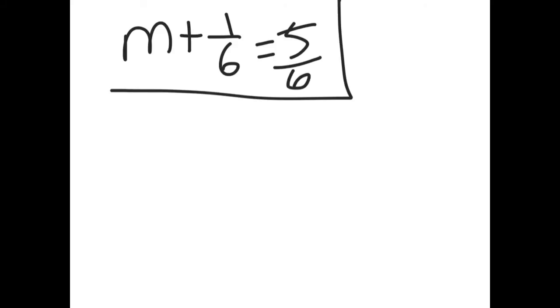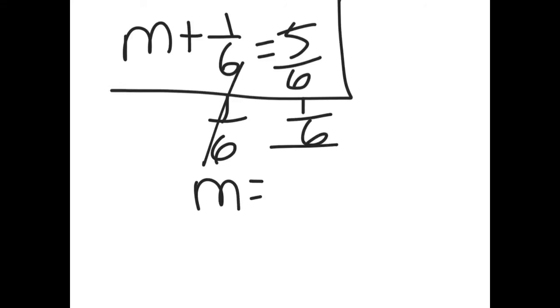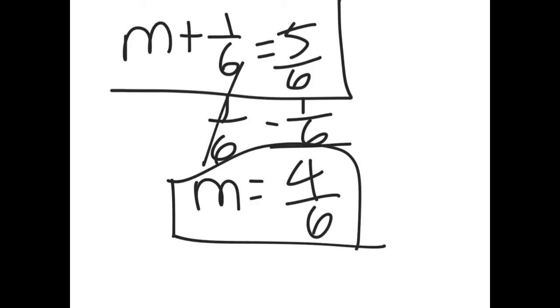The first thing you do is subtract 1/6 from 1/6, and that cancels out and makes n. And then you subtract 1/6 from 5/6, and that becomes 4/6. So your answer is 4/6. And then you can simplify that into 2/3.